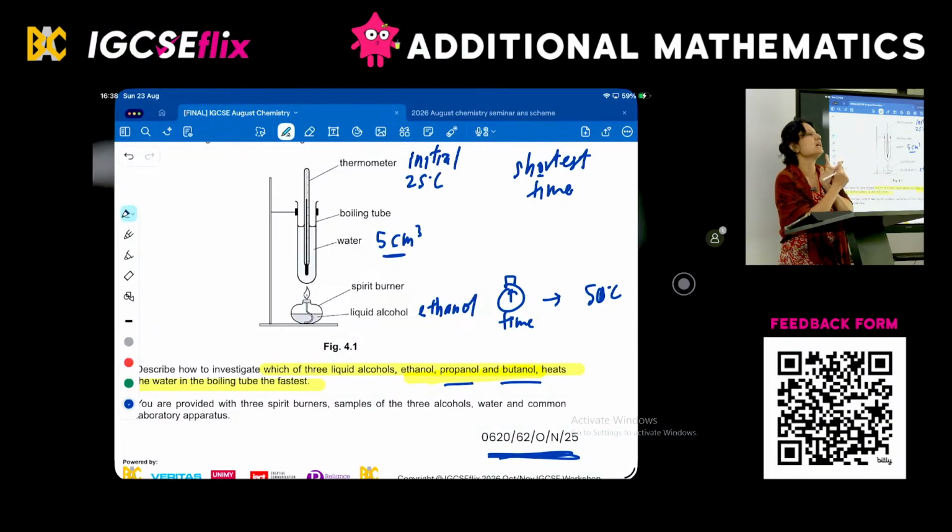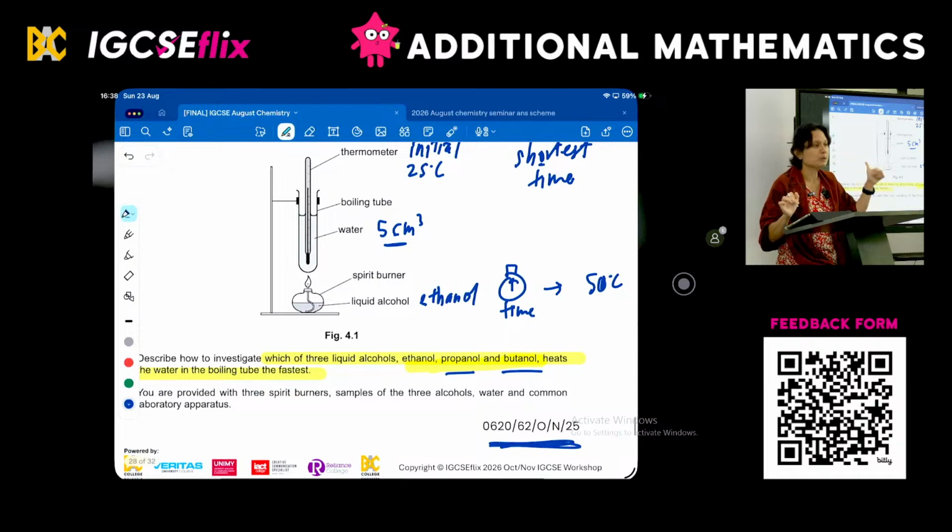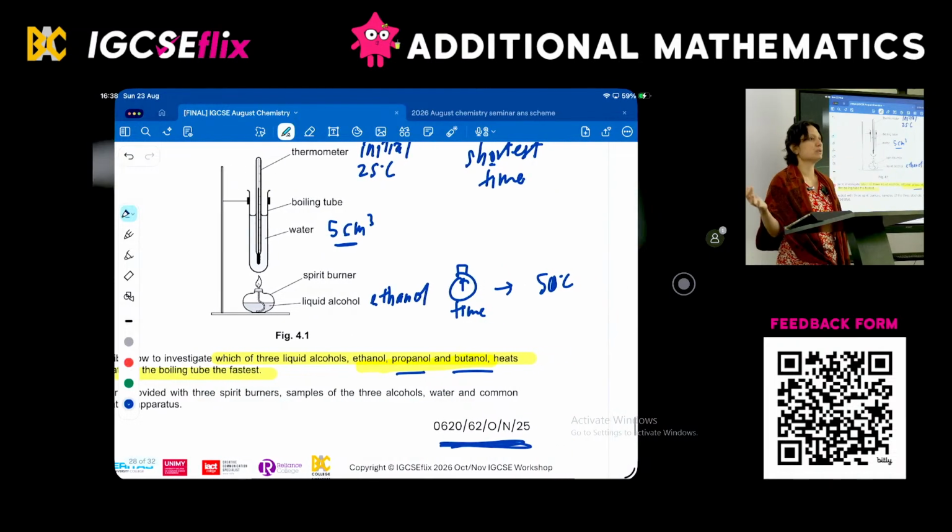Heat it up using ethanol. Measure the time taken for it to become 50 degrees Celsius. Repeat the same experiment with the same volume of water for propanol and butanol. The one that is the fastest is the best fuel. Can? Okay? That's it. Don't need to be so complicated.